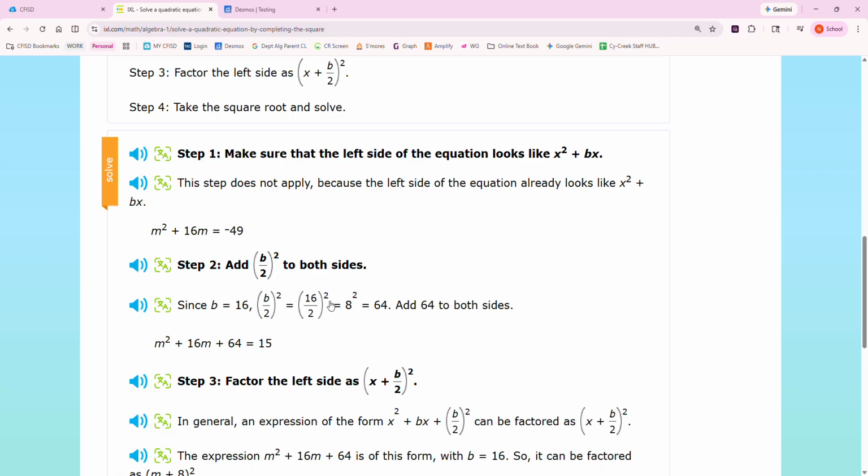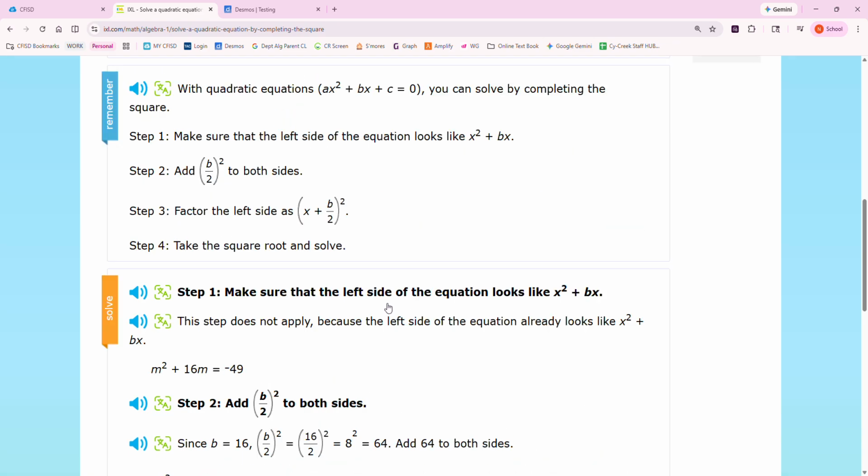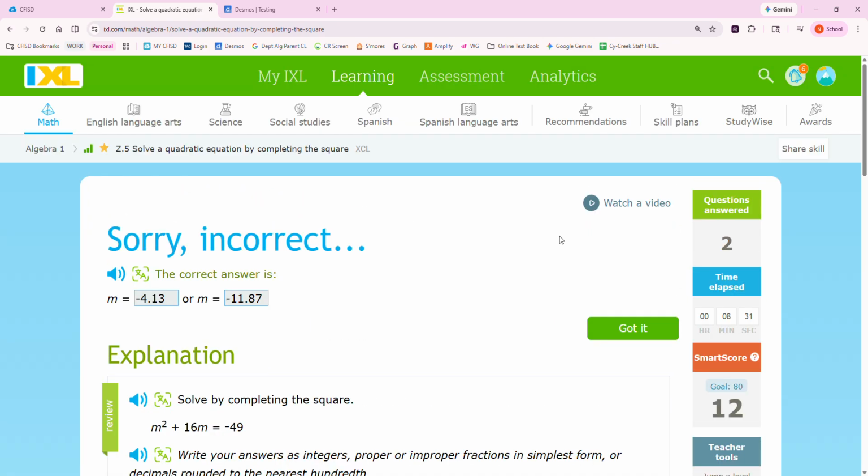16 divided by 2. I put 9 and it should have been 8, because 16 divided by 2 is 8. So I did my calculations here wrong. I was thinking 16 divided by 2 is 9. So that's why I messed up, and that's why I got the answer wrong. That's all right.